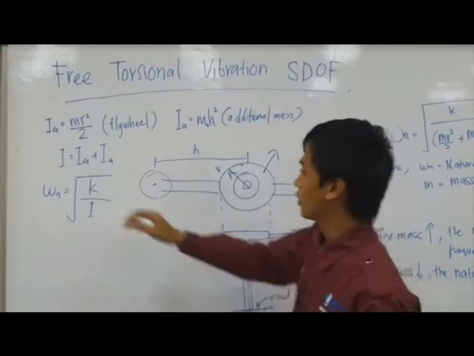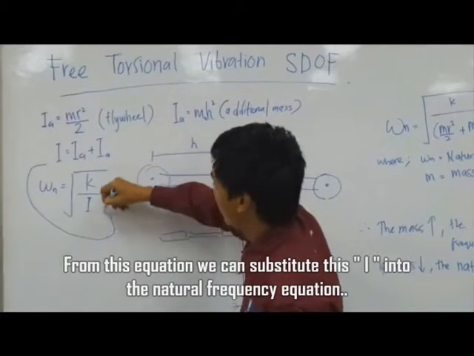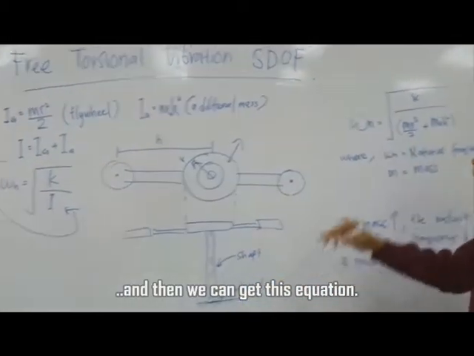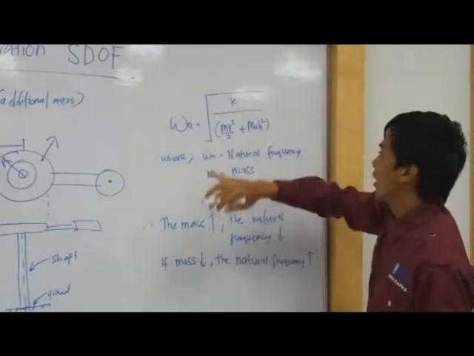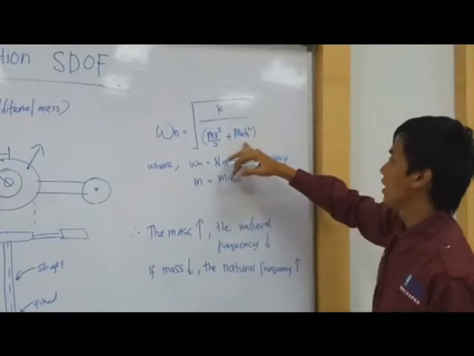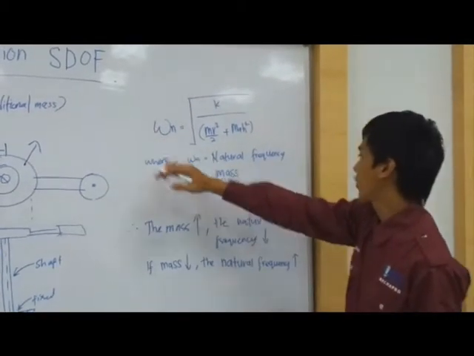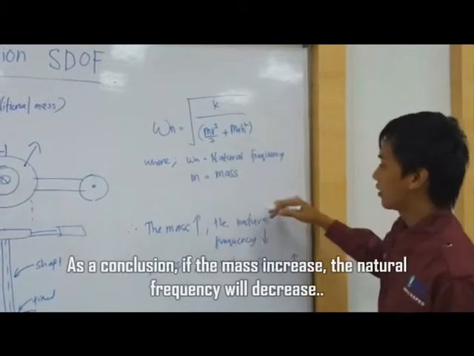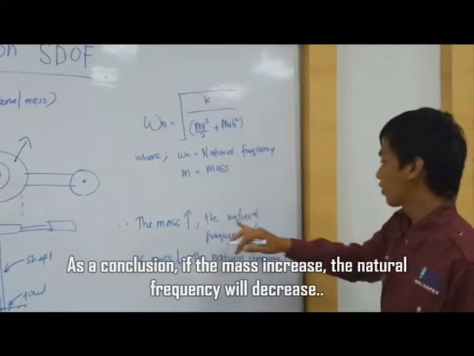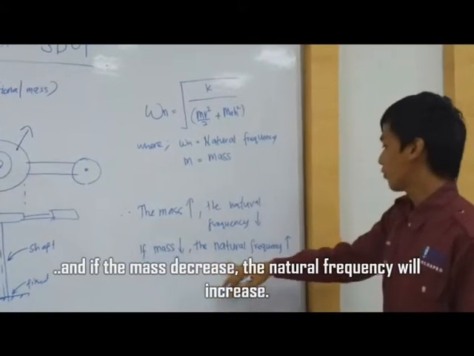From this equation, we can substitute this I into the natural frequency equation and we get this expression. This equation is the square root of k over mr squared over 2 plus ma h squared. As we know, Wn is the natural frequency and m is the mass. So as a conclusion, if the mass increases, the natural frequency will decrease, and if the mass decreases, the natural frequency will increase.